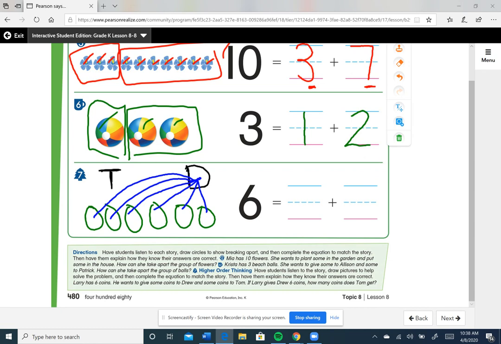Now we got to give the leftovers to Tom. Wait a second, do you see any more coins? No, we gave them all to Drew. So it's going to be 6 equals 6 for Drew. And how many for Tom? 0. Good.